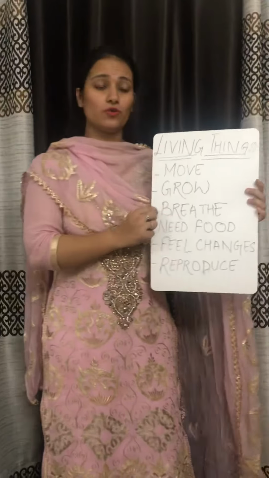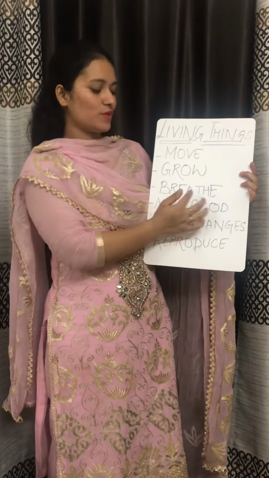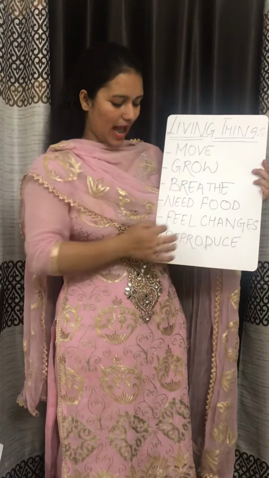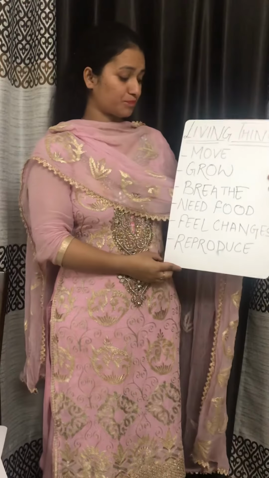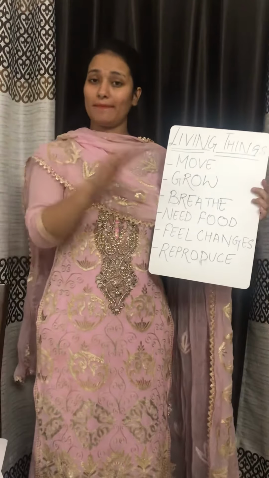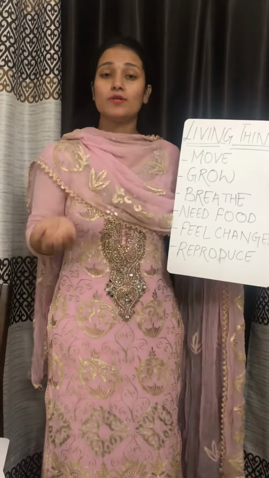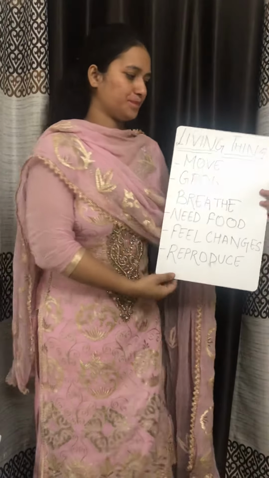Living things are those things which can move, which can grow, which can breathe, which need food, which feel changes and which reproduce. So these all are the characteristics of a living thing. Living things move from one place to another. They also need food in order to survive. They also feel changes like it is hot, it is cold. They also reproduce, which means they can grow same individuals like them.